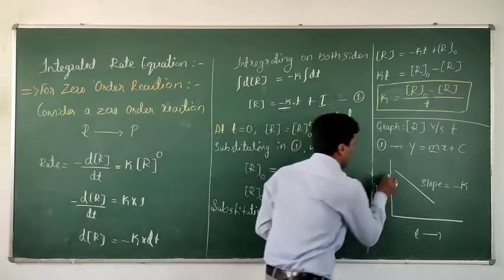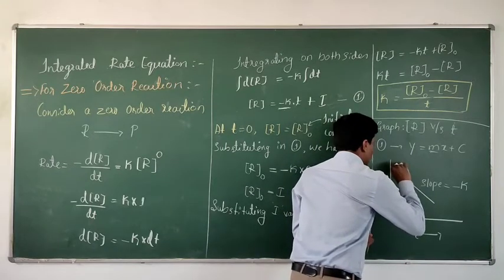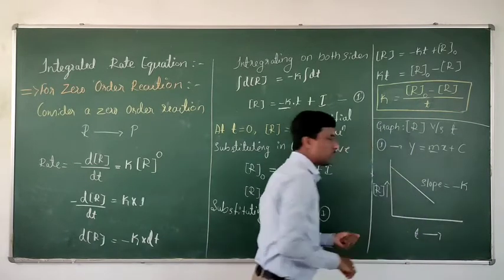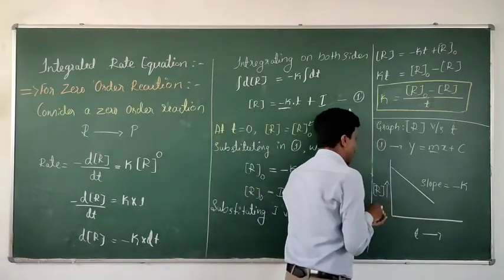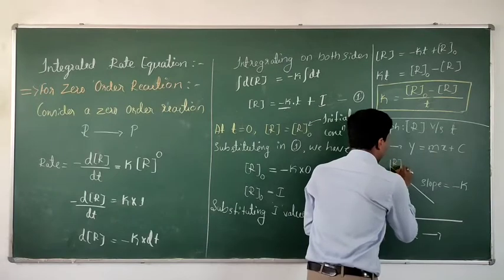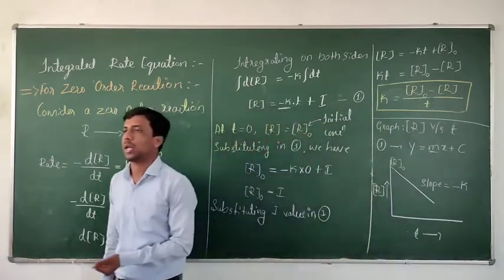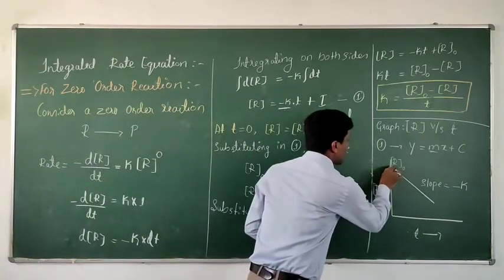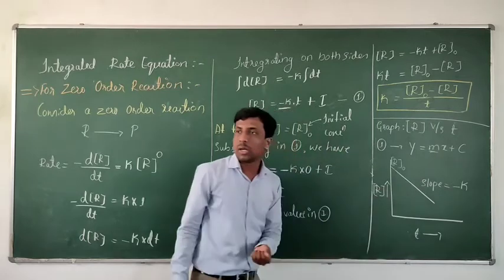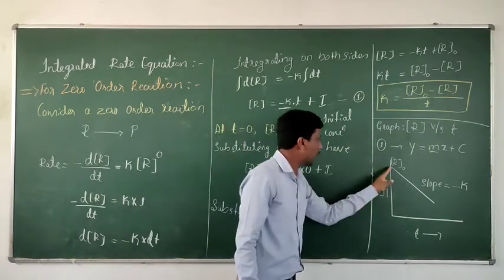Okay? Then if you extend this line, what do you get? You will have the R0 value. Again, R0 is the initial concentration. That is the intercept. Intercept. That is R0.